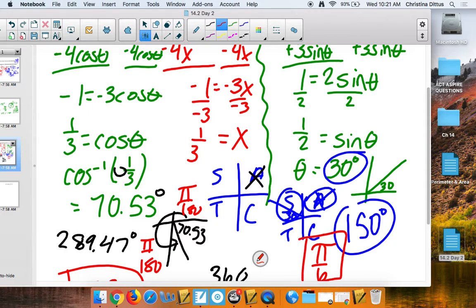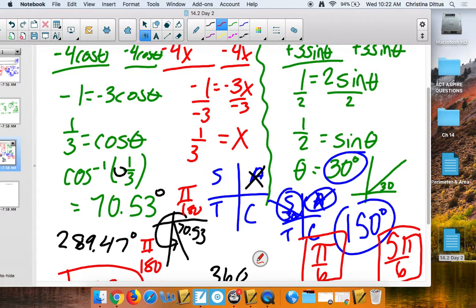And 150 is 1/6 short of being a complete one. 5 pi over 6, good. Would I mark it wrong if you put in your calculator into the pi over 180? No. If that answers any question.